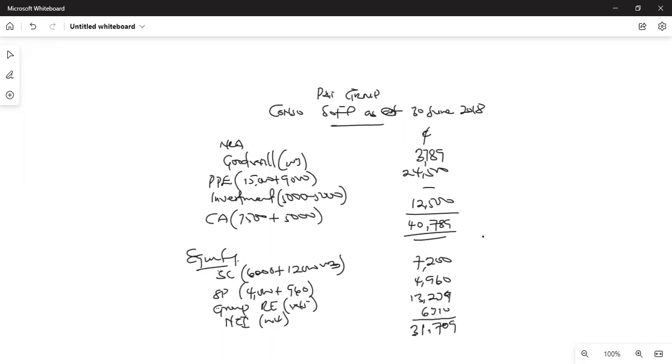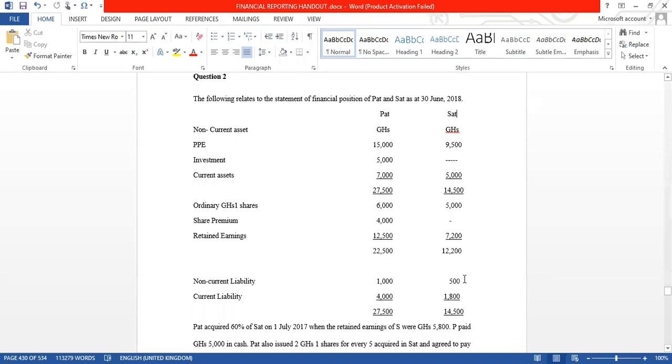Okay, for want of space, I'm bringing the liability here, all right? And the liability, we have what? The NCL, non-current liability. Let's check our question. So we have what? 1,500. Don't forget, there was a deferred, okay, deferred consideration, which we need to bring in. Then we have current liability of straight away this.